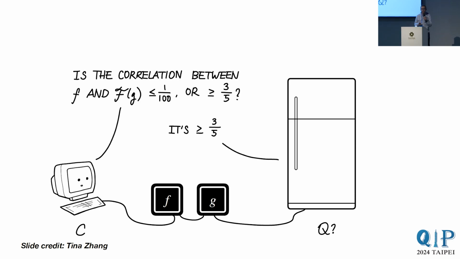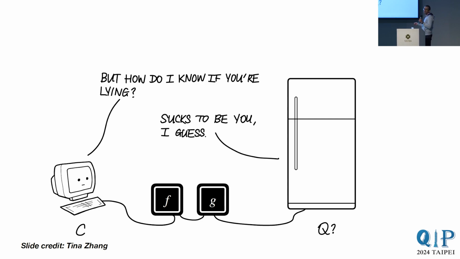So for instance, a canonical problem that a quantum computer can solve that classical computers cannot, we think, is correlation. I give you two Boolean functions, and I ask, what's the correlation between the first function and the Fourier transform of the second function? So quantum computers can do this, and you'll ask the quantum computer, what is the correlation? It says it's greater than or equal to 3/5. And then you're like, how do I check this? How do I know if you're lying? Well, I guess you don't, right?